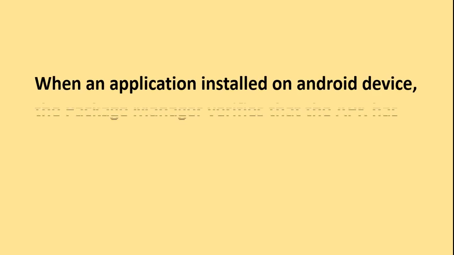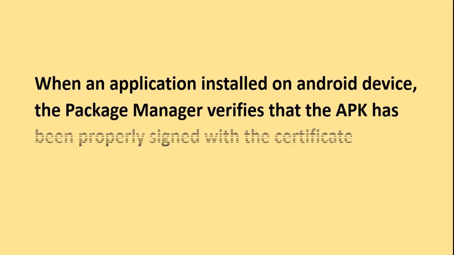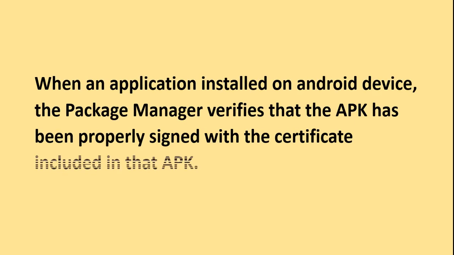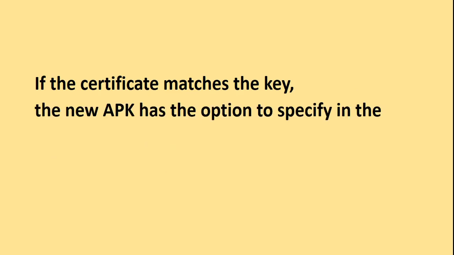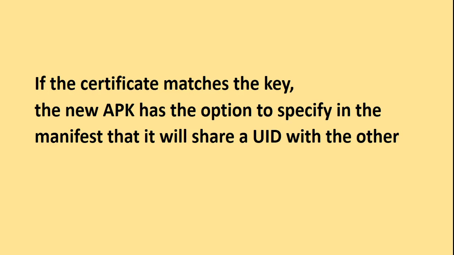Now, when an application or APK file is installed on an Android device, basically applications are APK files, the package manager is the entity that verifies that the APK has been properly signed with the certificate included in the APK. If the certificate, or more accurately the actual public key in a certificate, matches the key that is used to sign any other APK on a device, then the new APK has the option to specify in the manifest that it will share a user ID with other similarly signed APKs, right?